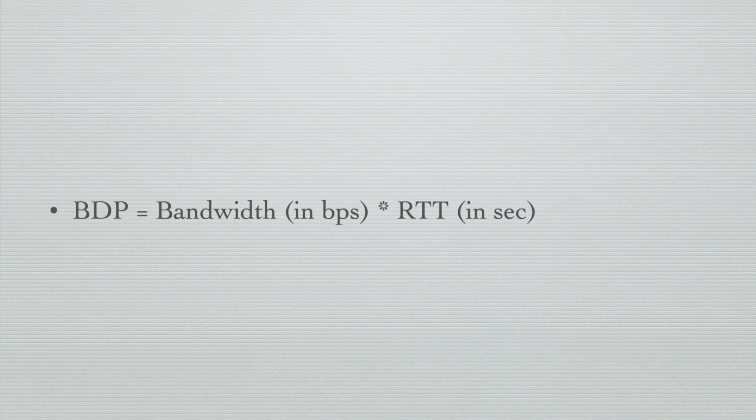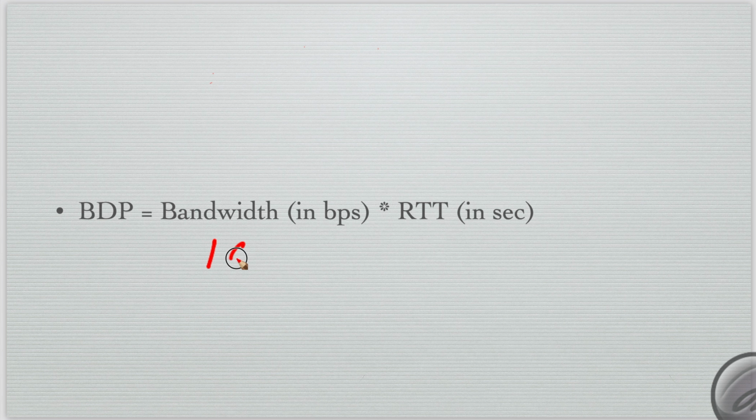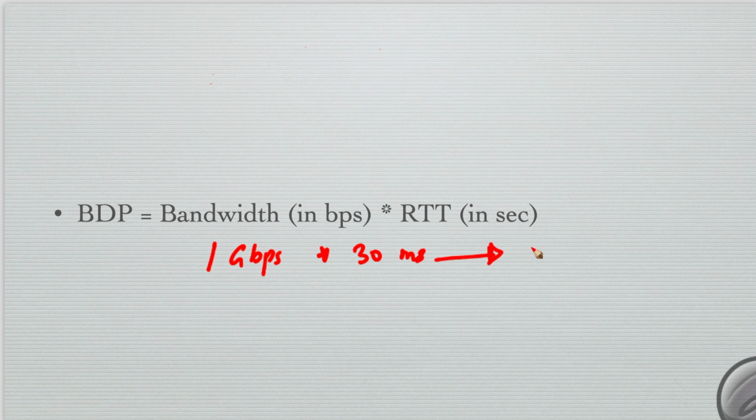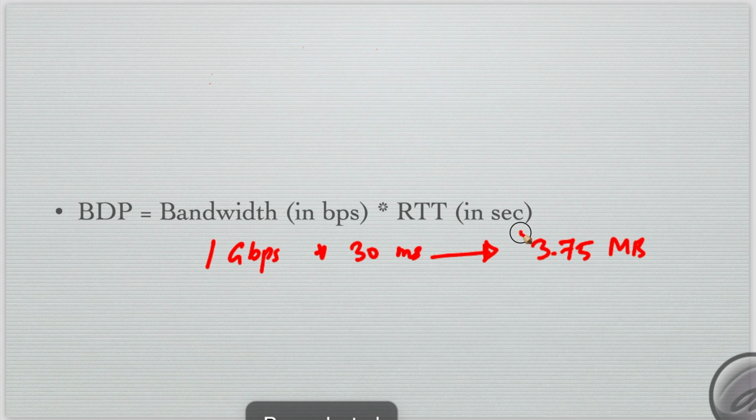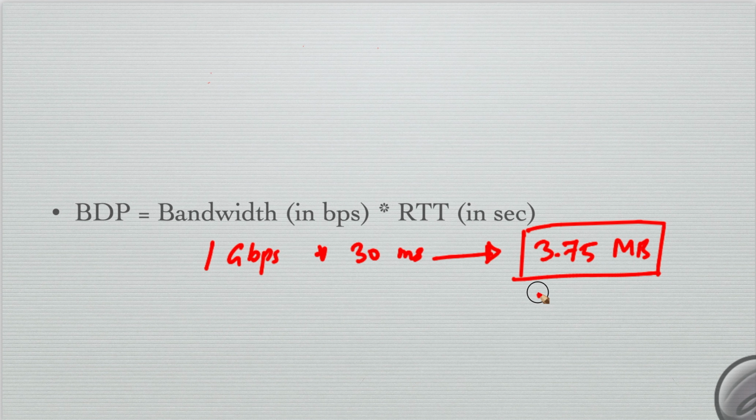Now let's look at some theory part in case you're interested to know deeper. Let's calculate the BDP first, which is bandwidth multiplied by round trip time in seconds. So let's take an example of a 1 gig link with 30 milliseconds of round trip time. The result would be around 3.75 megabytes as BDP. If both TCP endpoints in source and target support this BDP value or more as their window size, then theoretically you can use the 1 gig link fully.